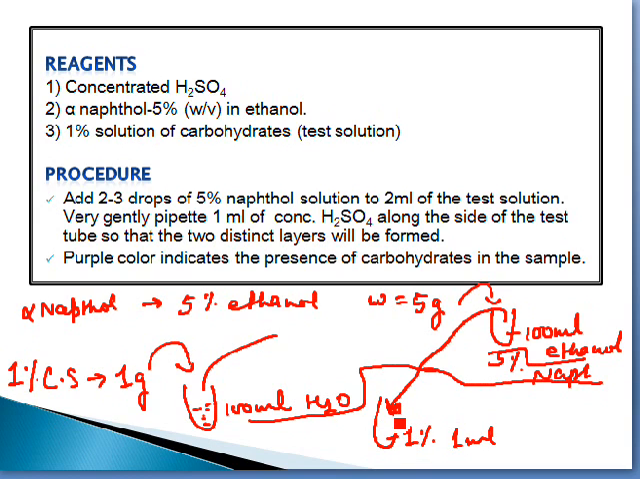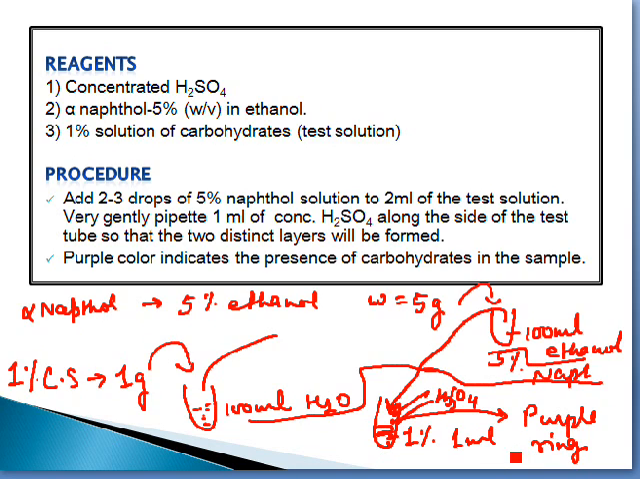Now add 1 ml of sulfuric acid with the help of a pipette, along the side of the test tube. Two distinct layers will be formed. So if carbohydrate is present in our solution, a purple color ring will appear in the test tube. Similarly, you can carry out the Molisch test for various classes of carbohydrate like monosaccharide, disaccharide, polysaccharide.